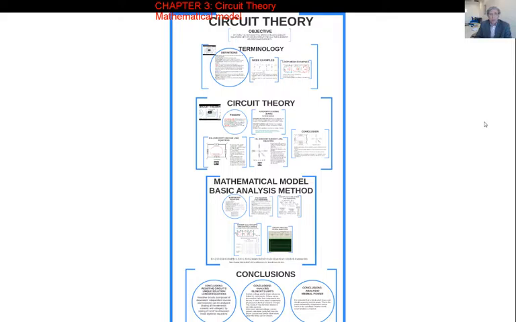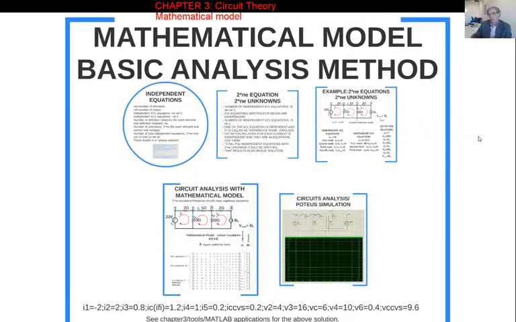Now what we are going to do next is apply these axioms to the mathematical model of a circuit analysis. So that's the frame that we are going to examine today, right now. Not today, of course.